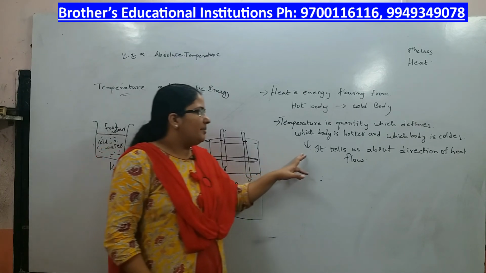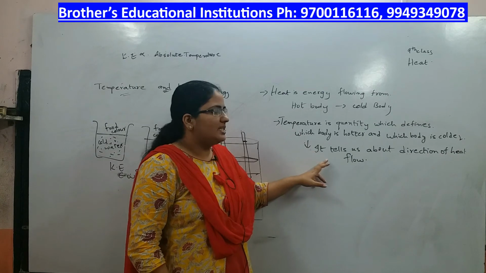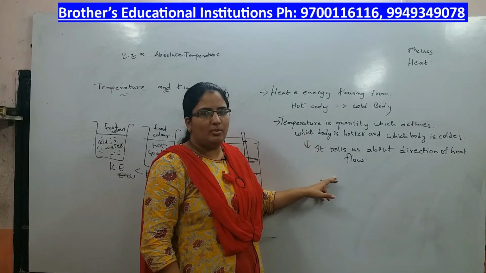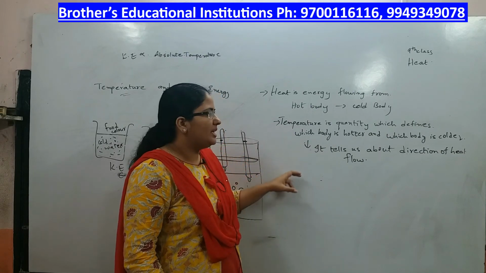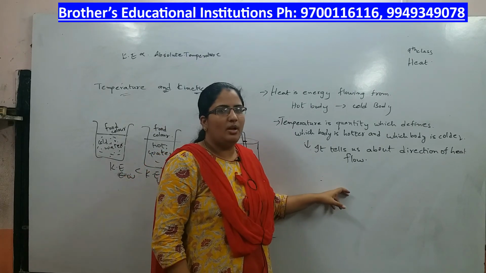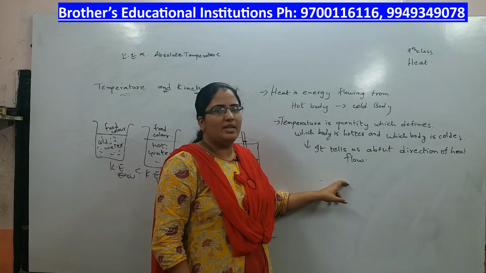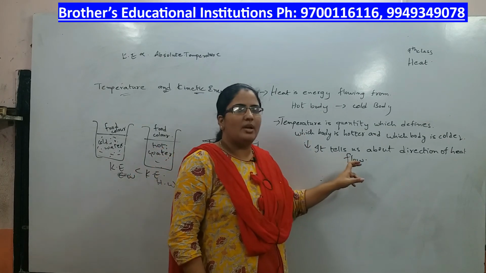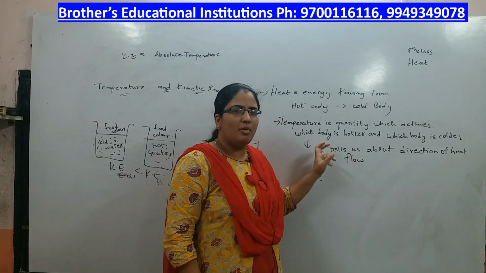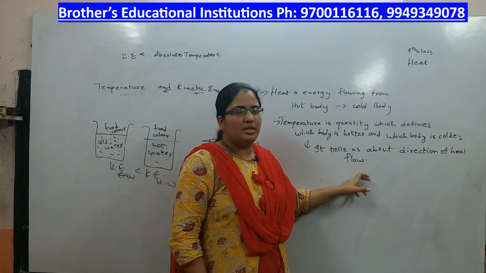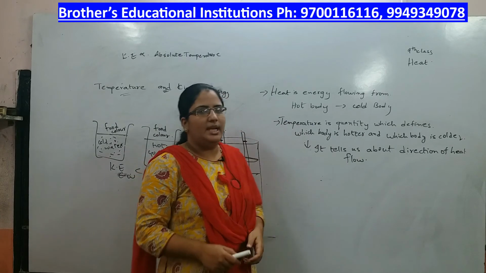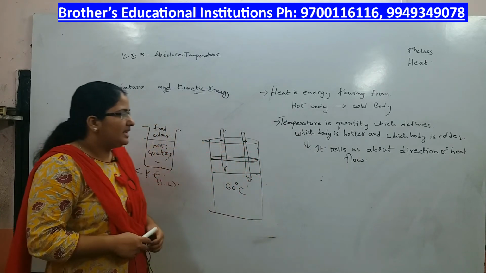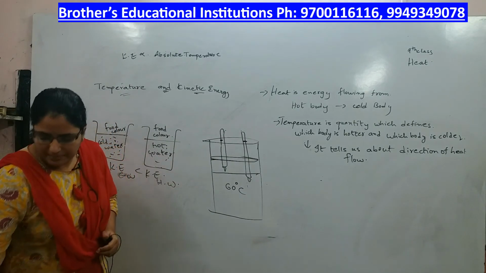Now, temperature also tells us in which direction the heat flows. Heat always flows from hot bodies to cool bodies. So if the temperature of one body is high and the temperature of the other body is low, and if they are in physical contact with each other, then the heat flows from the body which is hot to the cold body. That is about the heat, kinetic energy and temperature. Let us discuss another activity.